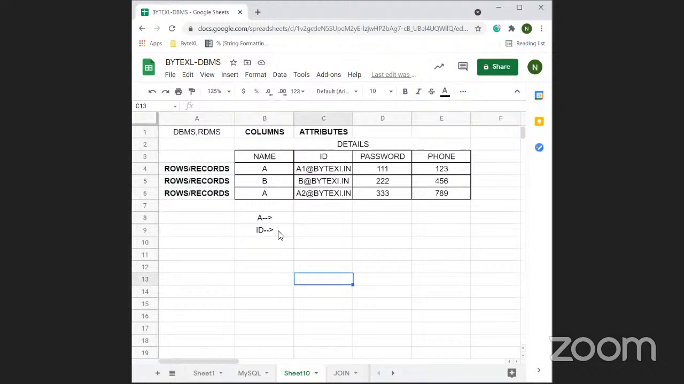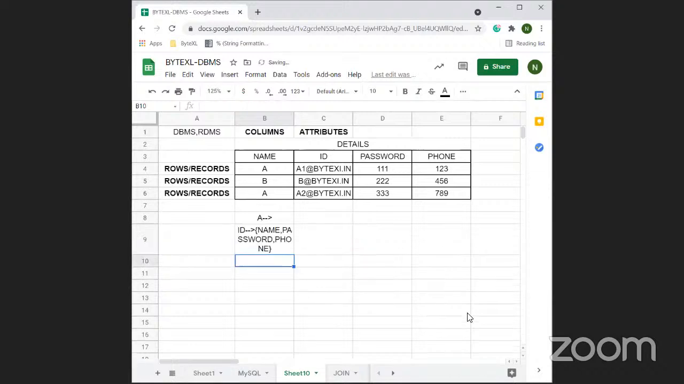Now coming back to the relation, if I give ID, easily we can give the name of that ID. If I tell a1@bytexcel.in, which person is using this ID, we can get that. Obviously, we can get the password, but it is a secret. Then we can also get the phone number from this table. That means there is some relation between each column.